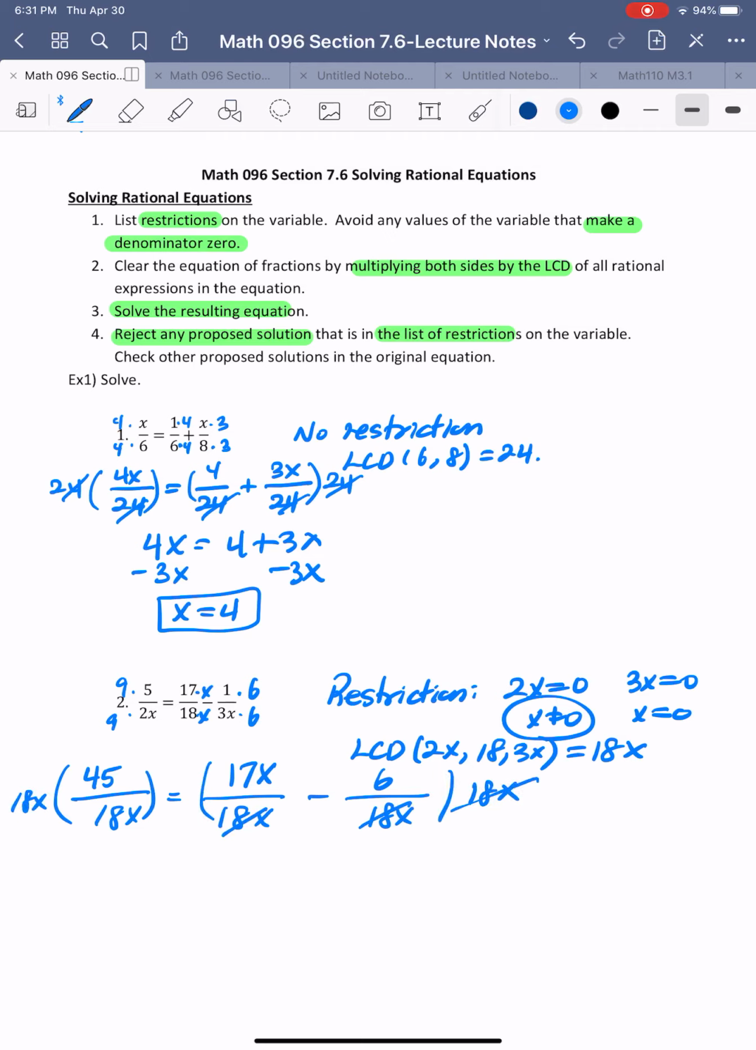And then it will cancel all the denominators. So you get 45 equal to 17x minus 6. And then plus 6 on both sides, you get 51 equal to 17x. And divide by 17 on both sides, x equals 3.